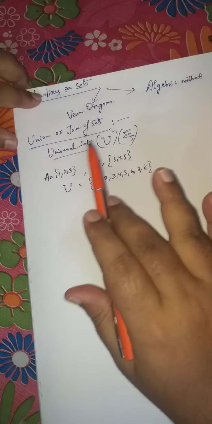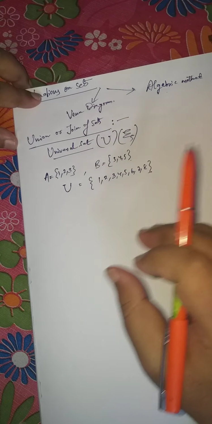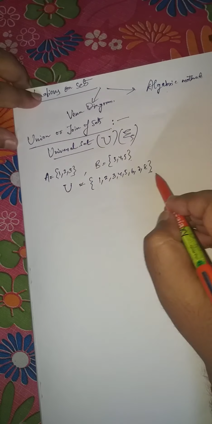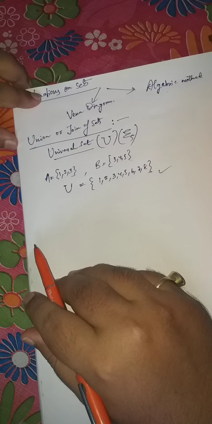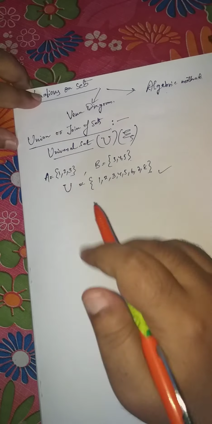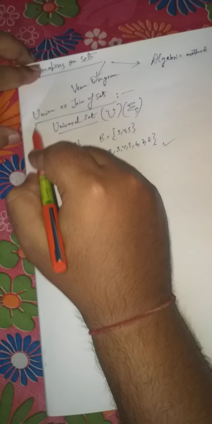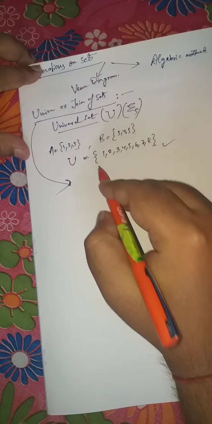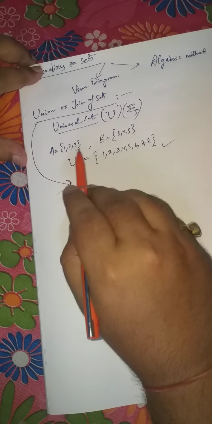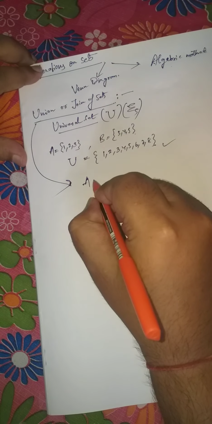So this is said to be the universal set: a set which governs all the sets you are taking for given operations. I will explain all the operations using this example only, because this example is very easy. The first operation is union or join of sets. Suppose there are two sets A and B, with elements 1, 2, 3 for A and 3, 4, 5 for B.